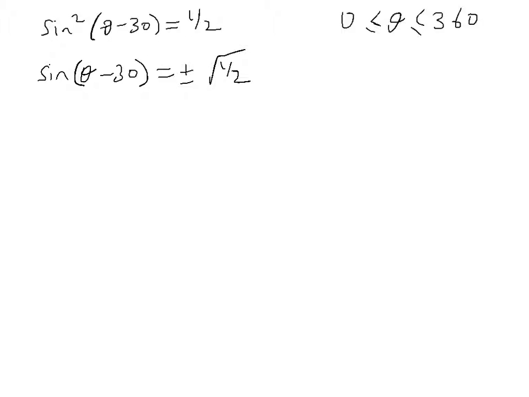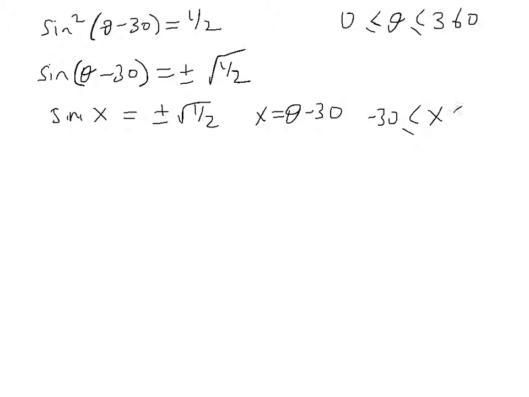Now, as in example 3, you could, if you wanted to, also just simplify the input. So you've got sine of x equals plus or minus the square root of a half. It's got two values, and where x equals theta minus 30. This will inevitably give us some new limits, so we can write x is greater than or equal to 0 minus 30, or less than or equal to 330.